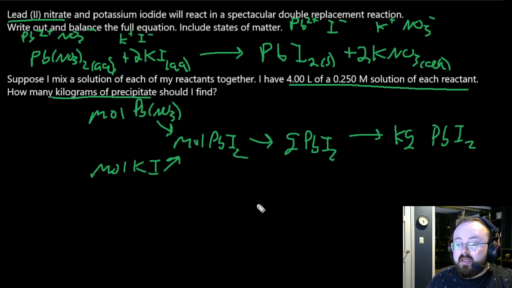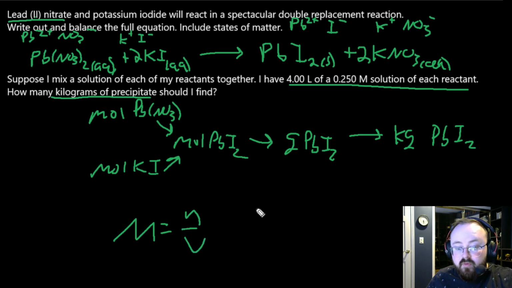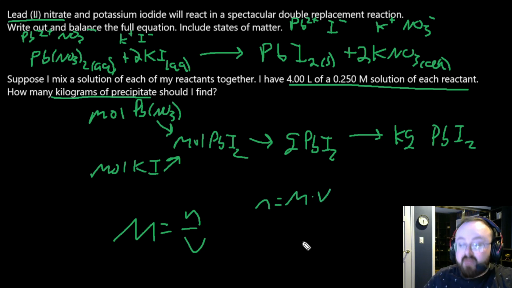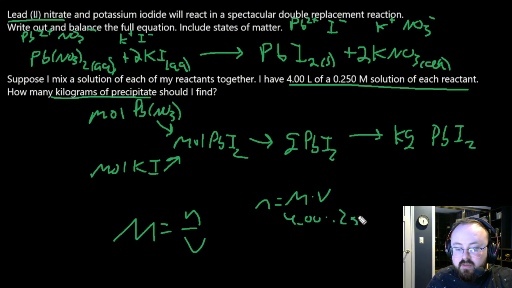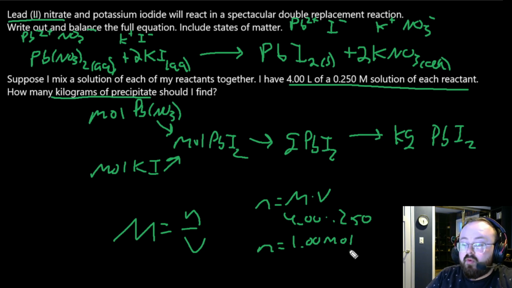Now the thing here is that our starting amounts are the same, because our concentration and our volume are the same. Remember, concentration is the number of moles divided by the volume. So we can rearrange this formula: n equals M times V. Conveniently, I've given you liters this time. We have 4.00 times 0.250, so our n is exactly 1.00 moles of each of my reactants as my starting point.